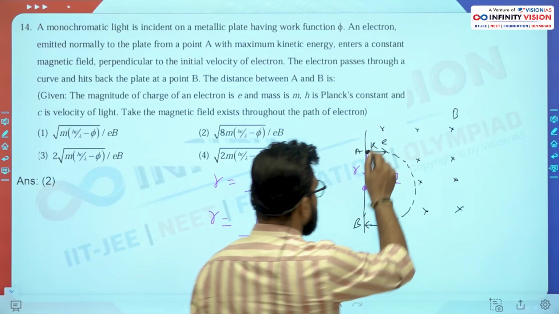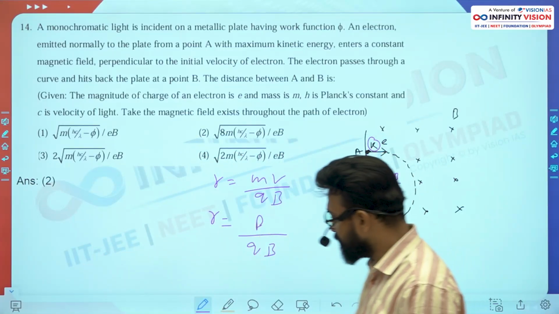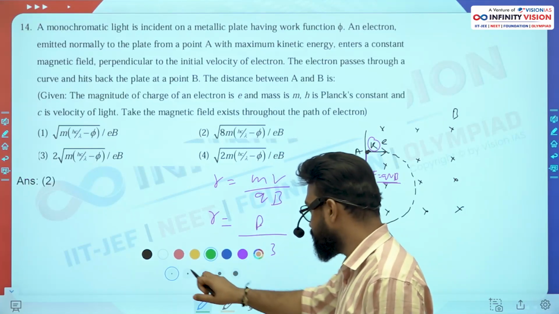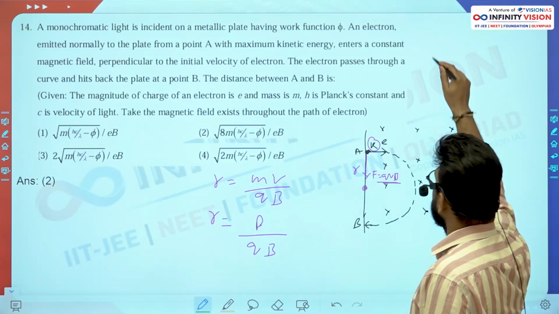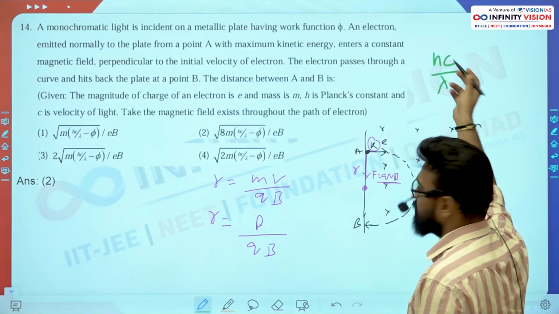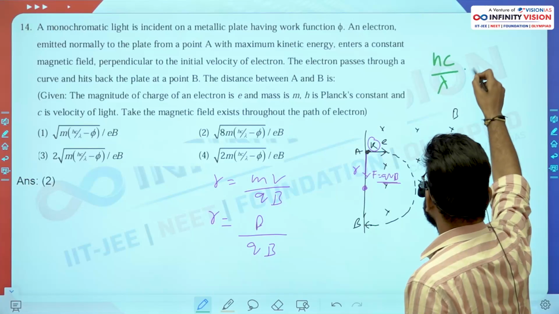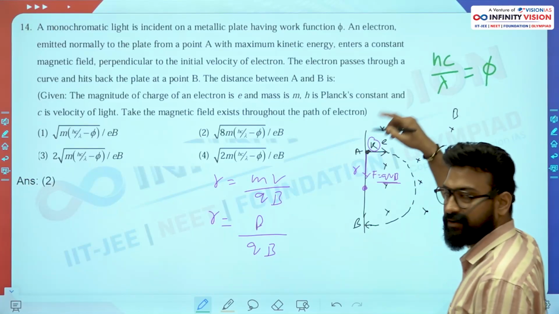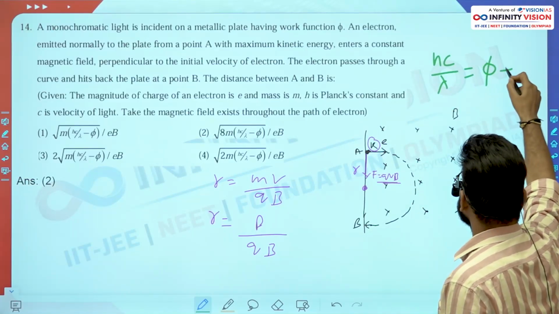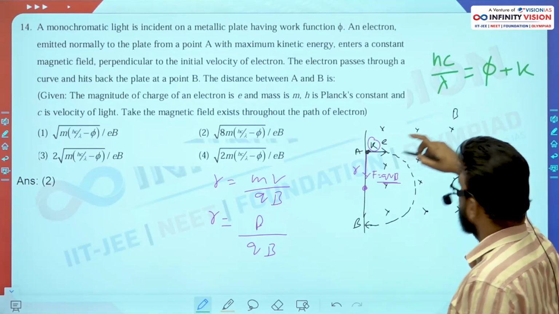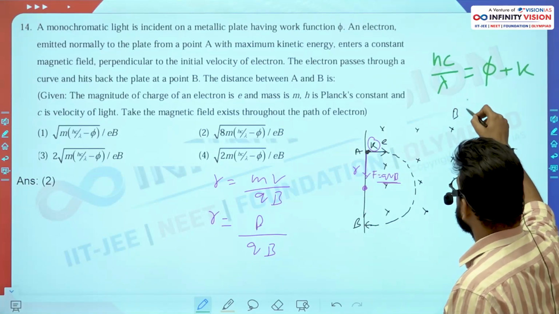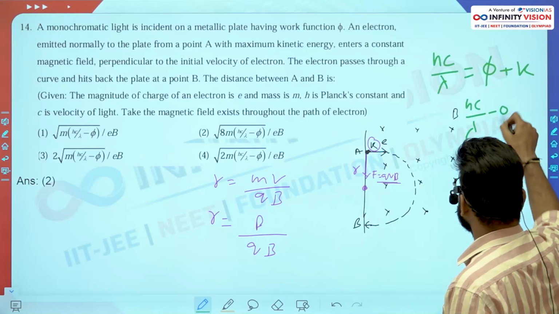Okay. The maximum kinetic energy of the ejected electron, that we already know, is given by the relation: hc by lambda is the energy supplied to the plate. This will be utilized as the work function plus the maximum kinetic energy of the electron. So the Kmax comes out to be hc by lambda minus phi.